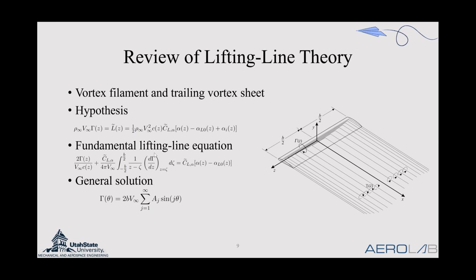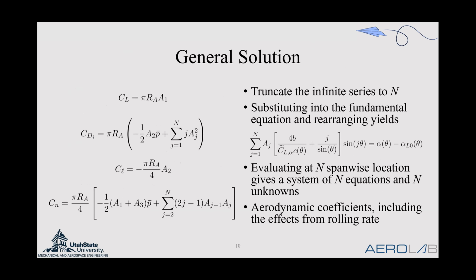And so we can obtain a solution to the lifting line equation by assuming a general form for the vortex distribution. And to do this, we do a little bit of change of variables. Our span-wise coordinate changes from z to theta, but we have this infinite Fourier sine series that we assume the vortex distribution takes the form of. And if we do that, we can get a tractable solution to lifting line theory.